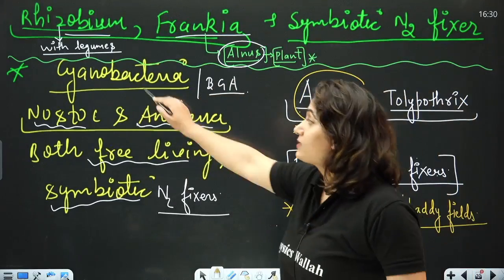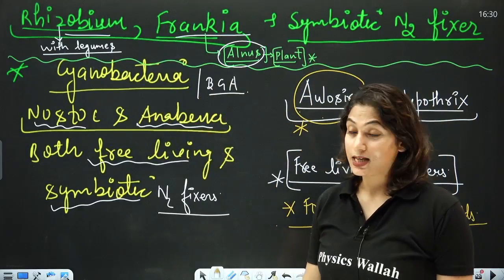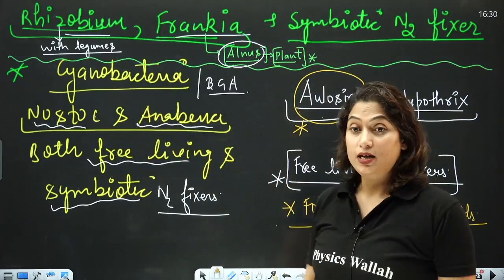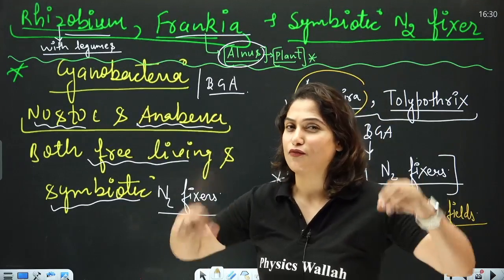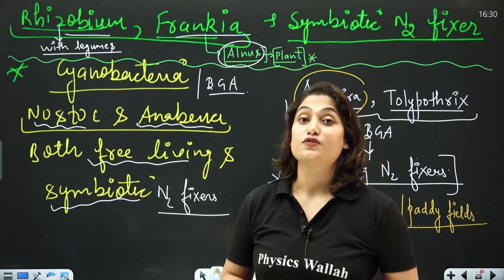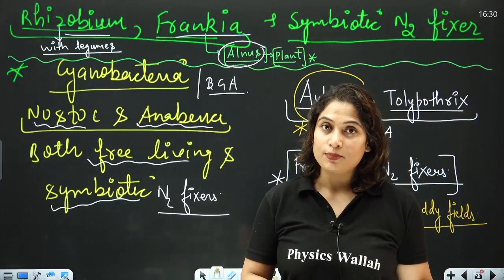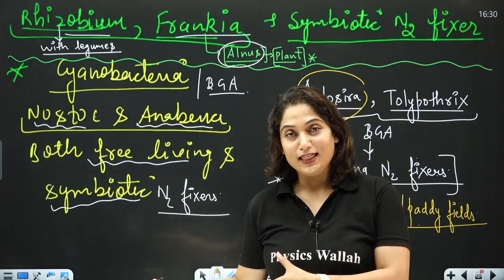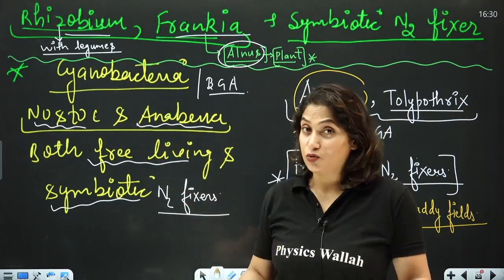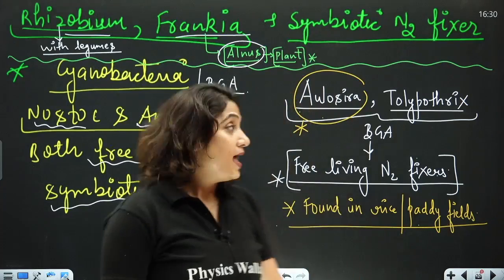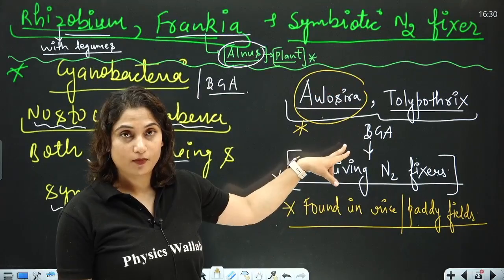Then comes the cyanobacteria, which is also called the blue-green algae, right? Nostoc and Anabaena, these are the two cyanobacteria, the two blue-green algae, which are very important nitrogen fixers because they can fix nitrogen both in the symbiotic condition and in the free living condition. So they are so efficient that they can fix nitrogen in both conditions. This is a very hotspot question.